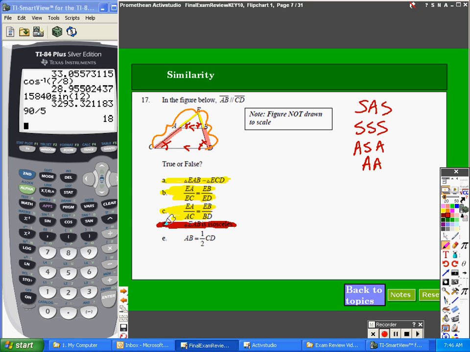All right, part E. AB equals half of CD. Here's AB, here's CD, and they want to know, is AB half of CD? Now we did learn about how this segment in the middle could be half of the bottom. And that was basically talking about the median of a triangle. And a median of a triangle is equal to 1/2 of the base. Now a median has to touch the middle of all of the sides.